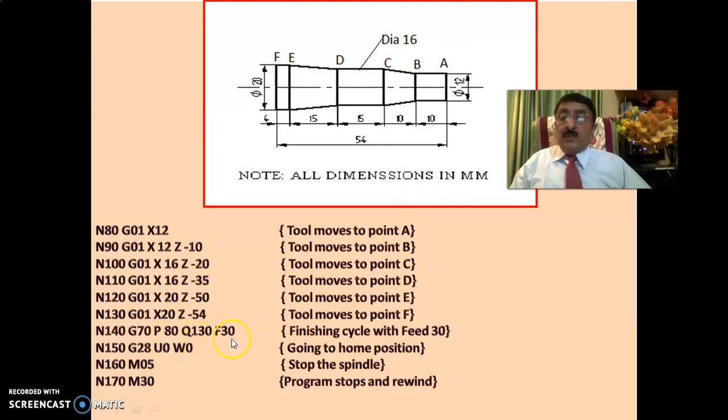Feed is 30. I have reduced the feed. That means between 80 and 130, you do the finish turning. In that way the finish turning is also done, and you are getting the exact profile you wanted. G28 U0 W0 means it goes to the home position, it stops the spindle, the program stops, and it will go to the starting position.